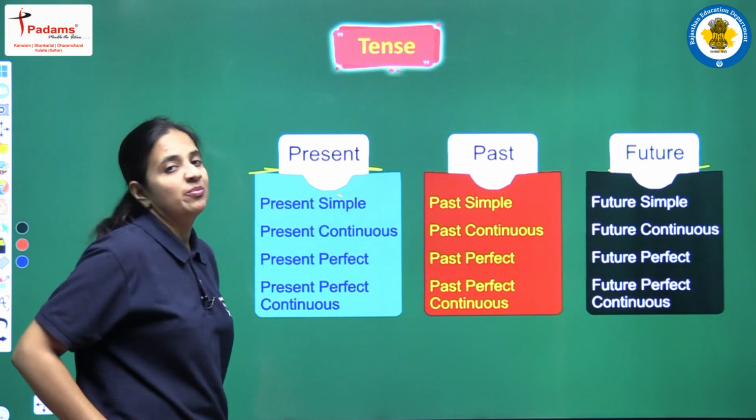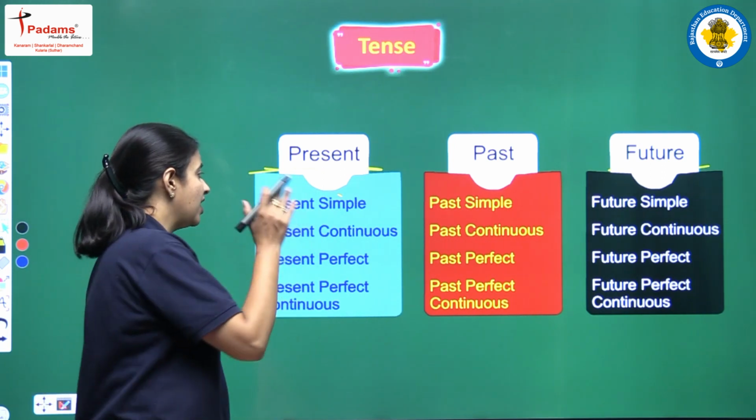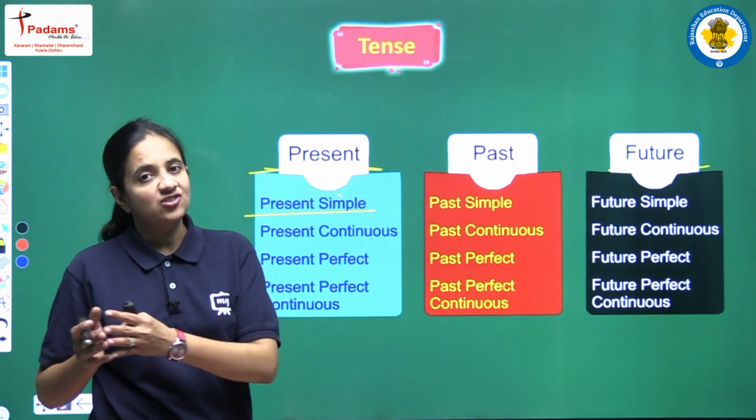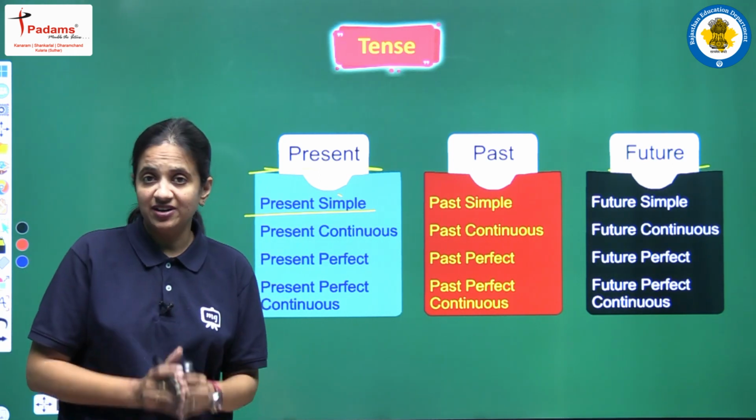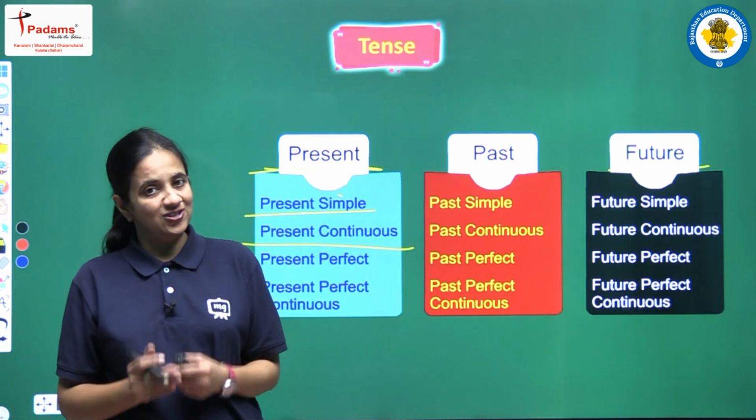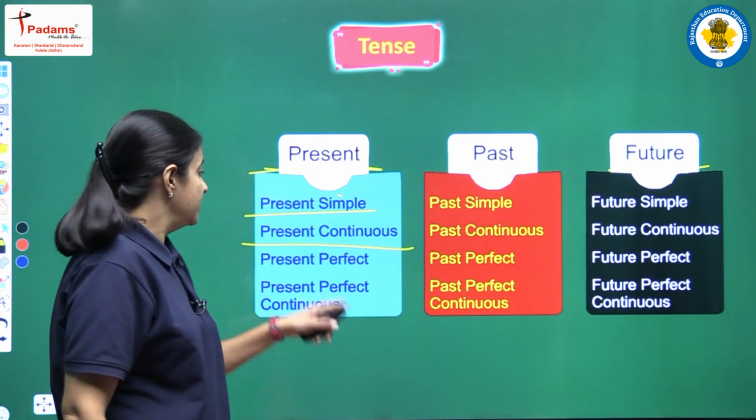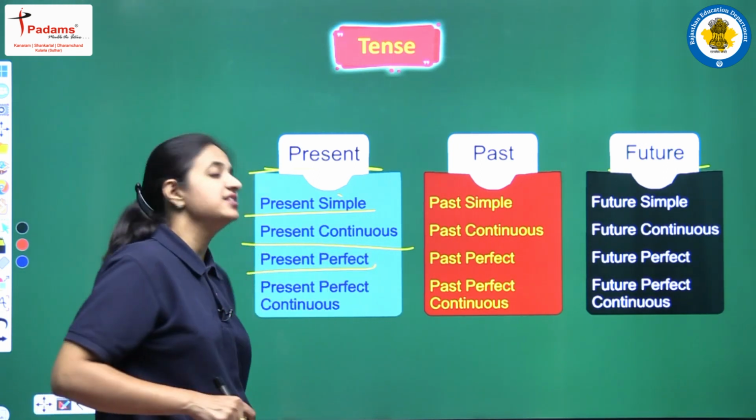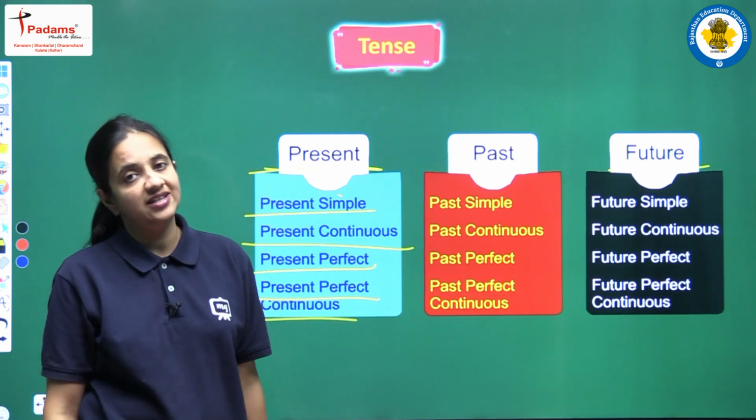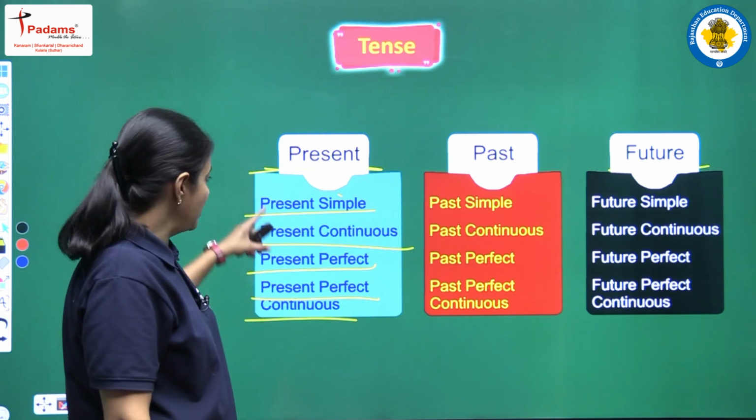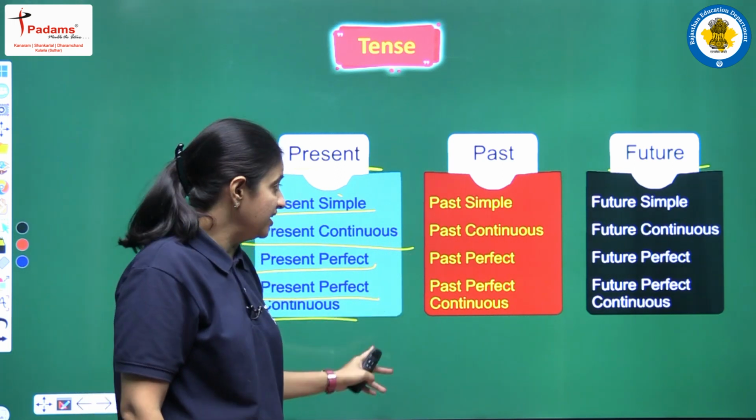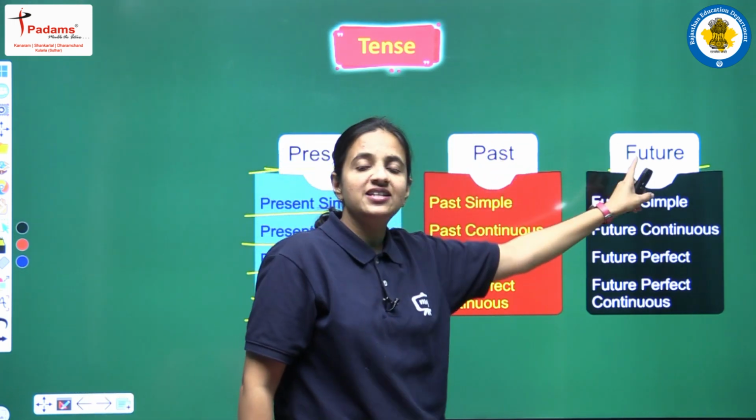First of all, let's talk about the present tense. In the present tense, we first have the present simple tense, which is also known as present indefinite tense. The second tense here is present continuous tense, also known as present progressive tense. Next is present perfect tense, and the fourth one is present perfect continuous tense. In this manner we can see that we have four tenses in the present category. Similarly, we have four tenses in past and four tenses in the future category.